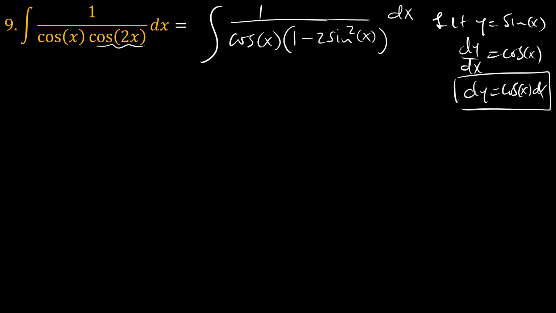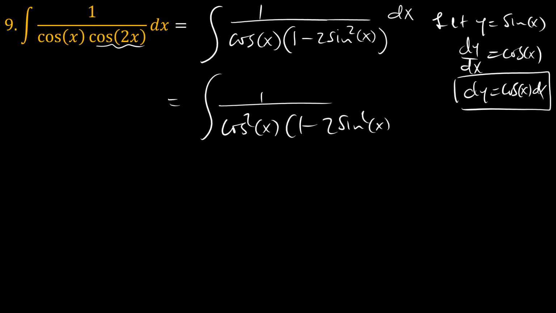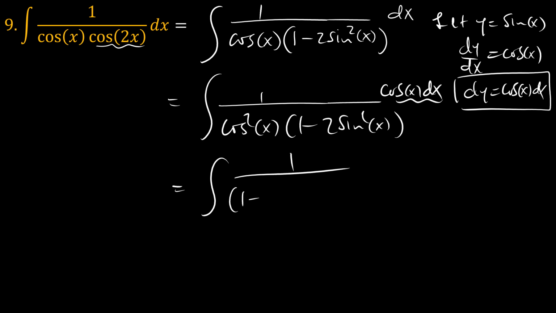So we can express this problem as 1 over cosine squared of x times (1 minus 2 sine x) times cosine of x dx. So that this is dy, and here this is 1 minus sine squared x, which is 1 minus y squared, so 1 minus 2y squared over 1 minus y squared dy.